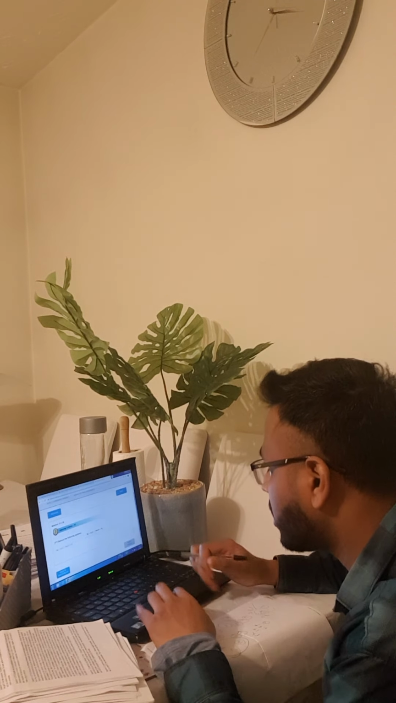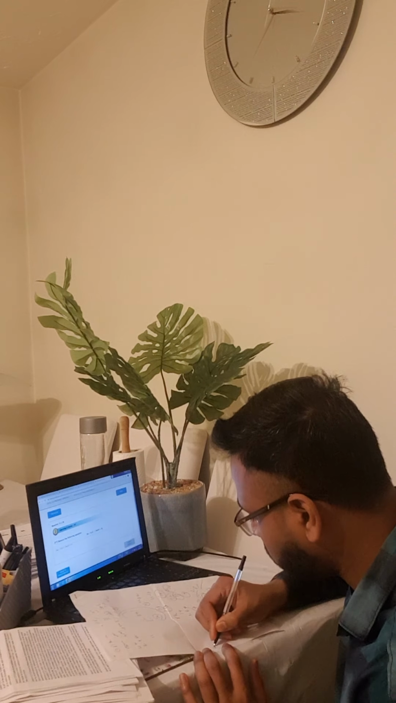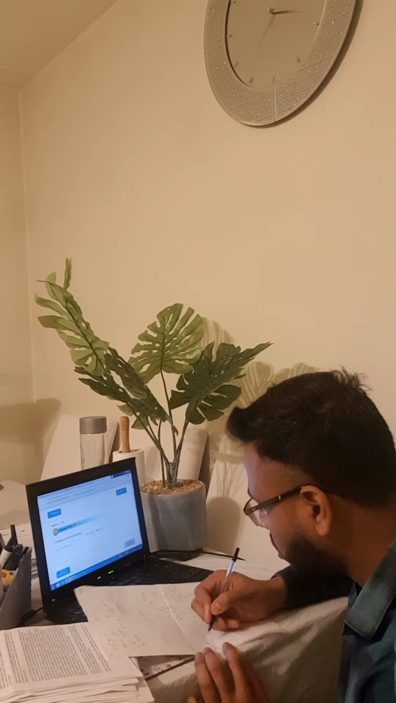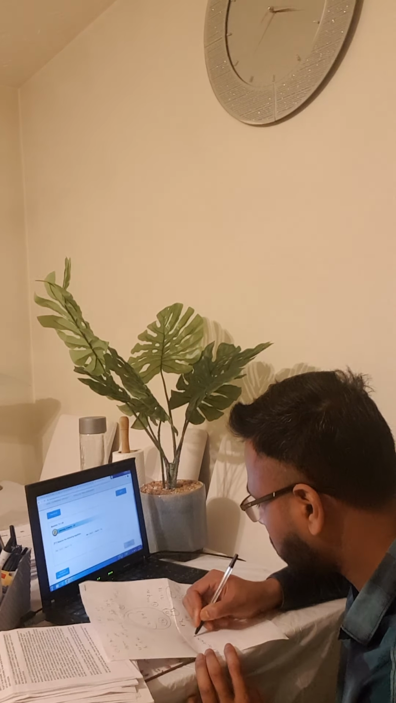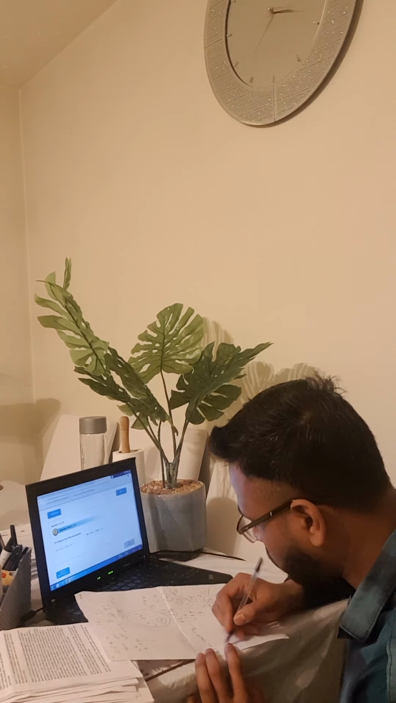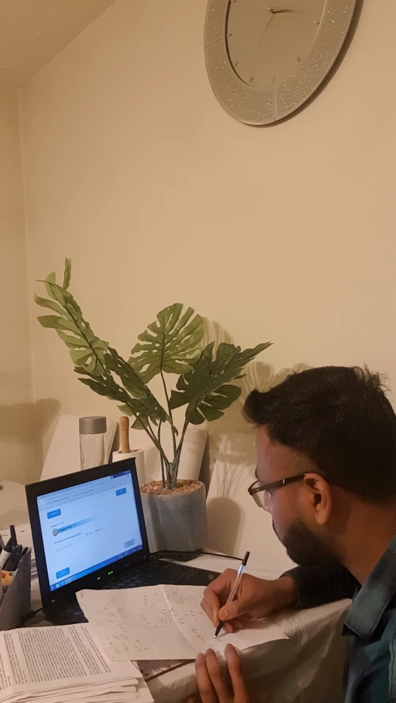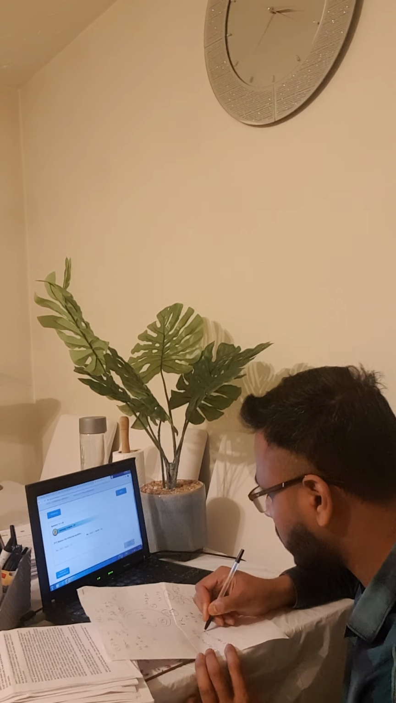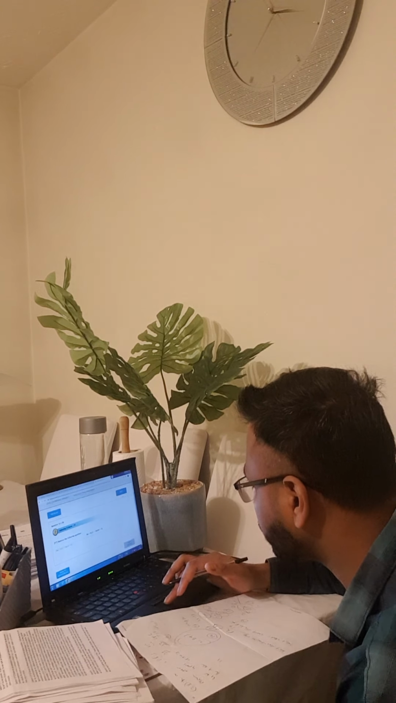Question number 13 is where they're giving sodium plus water H2O gives sodium hydroxide plus H2. So you need to balance it: 2 sodium plus 2 water molecules gives 2 sodium hydroxide plus H2.